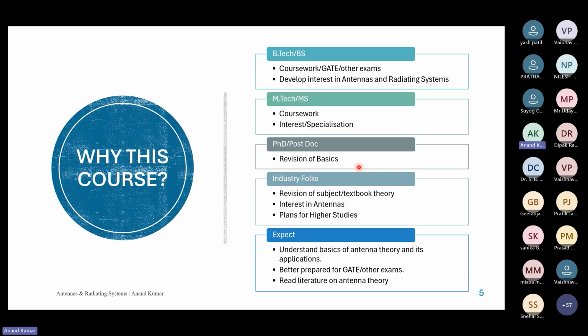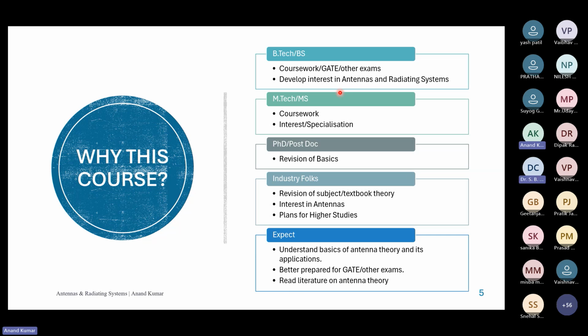So why this course? I try to keep this slide as well, just to make sure everybody attending this course has an insight into why it would be useful to them. I'm guessing we have BTech, MTech and PhD students here. For BTech or bachelor's students, this course could be part of their coursework. I got a syllabus from the professor that this is part of your curriculum. This course is also important for GATE exams and other exams. If you want to appear for civil services, this course is part of the curriculum of electrical engineering and electronics and communication engineering.